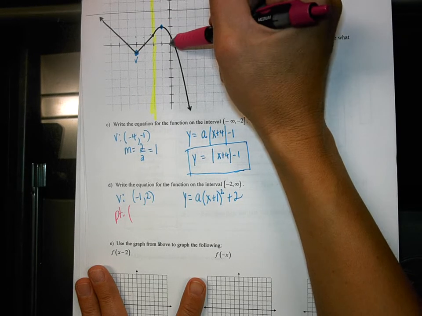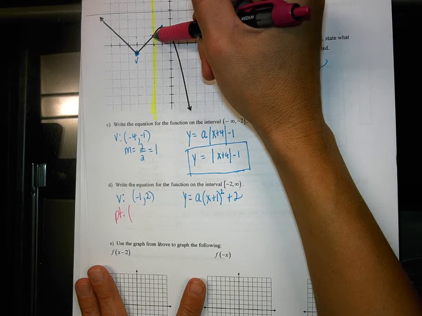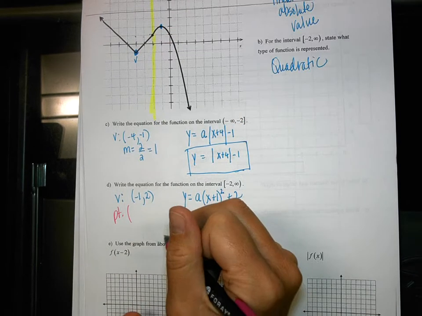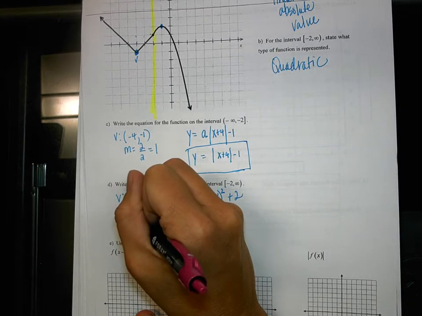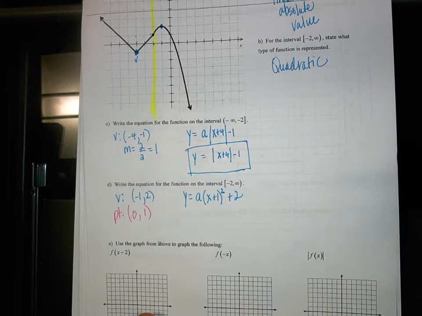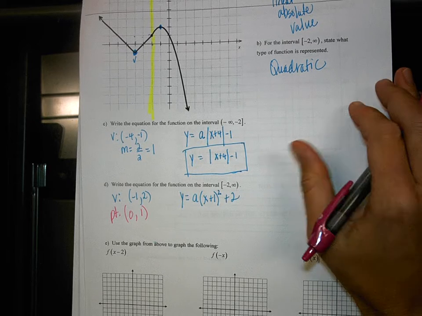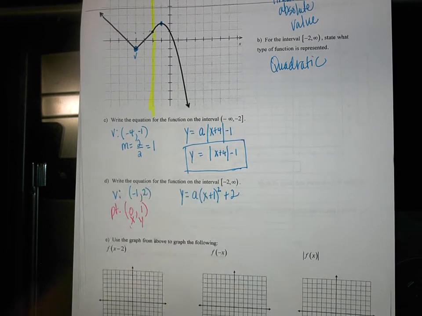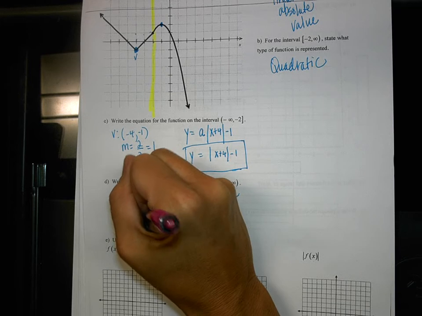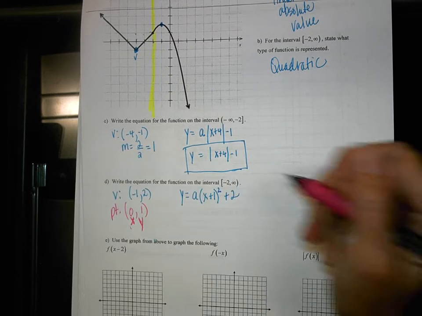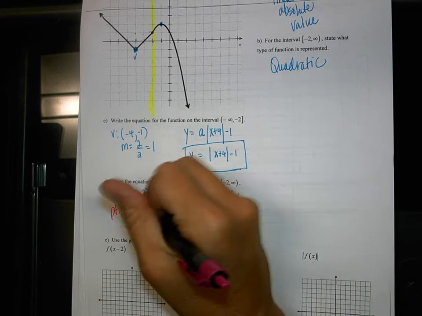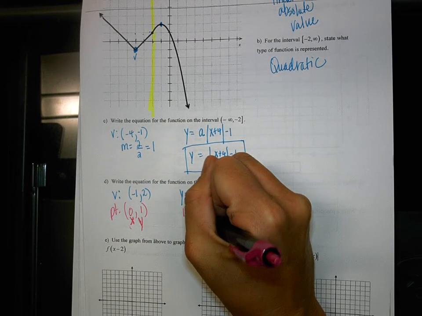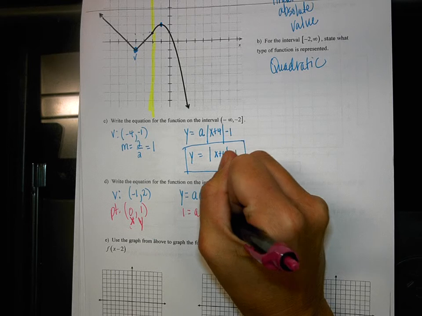You could do negative 2, 1. You could also do 0, 1. What do you guys want? 0, 1. It doesn't matter what you choose, you'll end up with the same answer. Okay, so 0, 1 is what I'm choosing, and I'm going to label this as x, y. This way, hopefully, I put the right numbers in for the right things. So looking at this equation, we would plug in 1 equals a parenthesis 0 plus 1 squared plus 2.